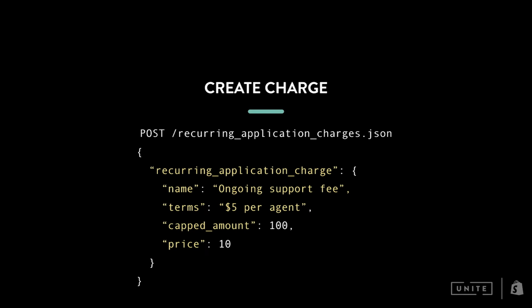This means when creating the charge, you can provide the terms of the charge. So in this example, $5 per agent. But this could be, as I said, order processing fees, transaction fees, or any time the merchant incurs a cost in your application. You also set a capped amount. This is the maximum amount of usage charges that can accumulate during the month. This means the merchant won't have any surprises on their invoice. They know exactly what they've agreed to up front.